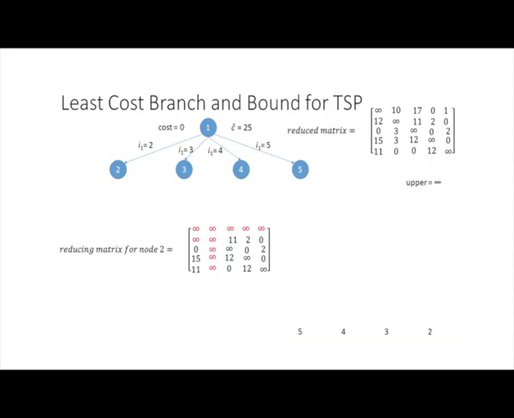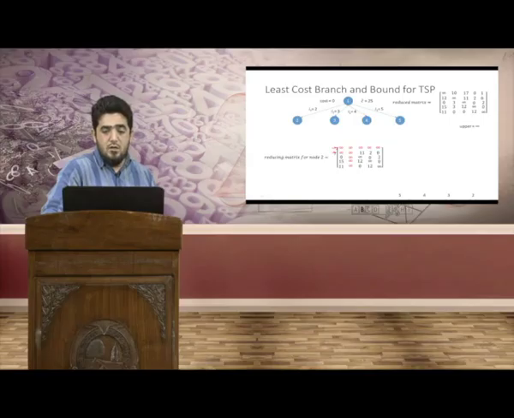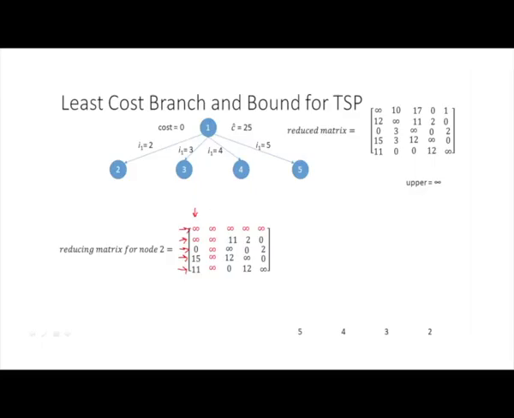So we'll have to look at each of the rows and columns. Let's look at the first row. It contains all infinities, so no need to reduce this row. Row number 2 includes a 0, row number 3 also includes a 0, row number 4 includes a 0, and row number 5 also includes a 0. What about columns? Column number 1 includes a 0, column number 2 is all infinities, so no need to reduce. Column number 3 includes a 0, 4 includes a 0, and 5 includes a 0. So R in this case would be equal to 0.